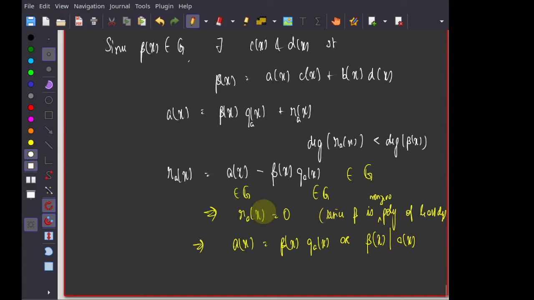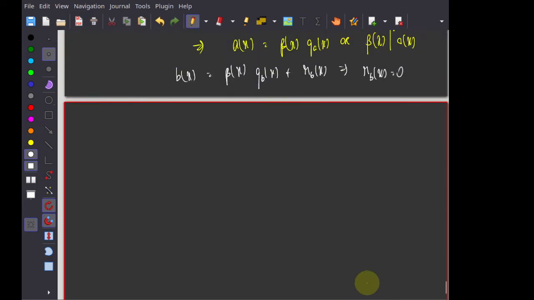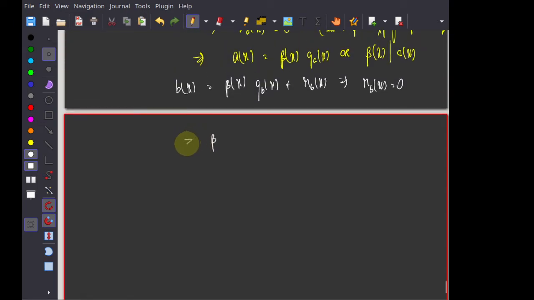But then I can repeat the same exercise for b of x. I can write b of x as beta of x times some quotient of b of x plus rb of x. Once again, this implies that rb of x is equal to 0, and that implies that beta of x divides b of x. Correct? So beta of x divides a of x and beta of x divides b of x.